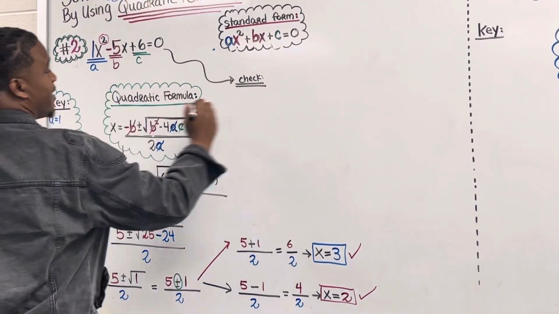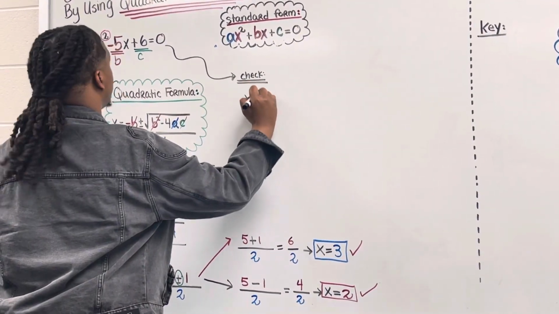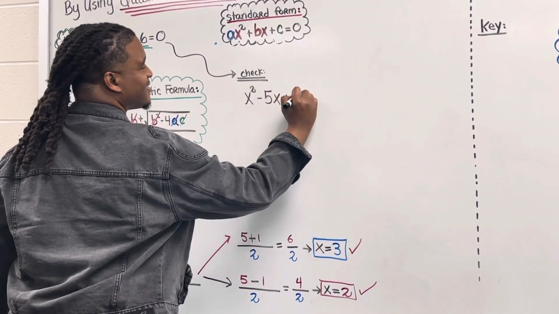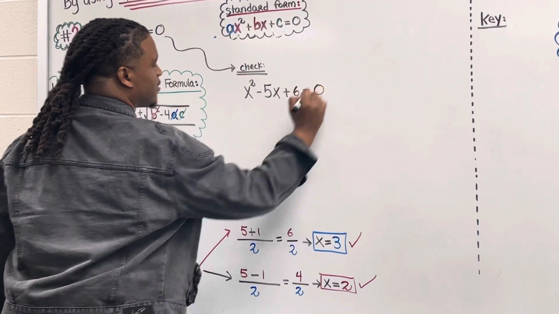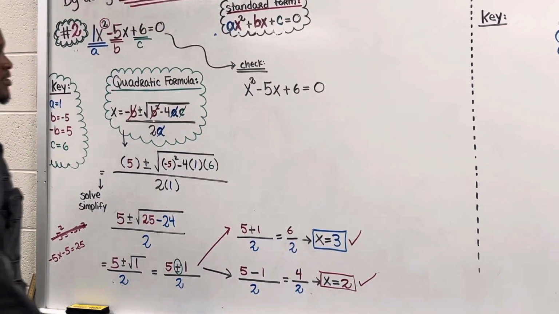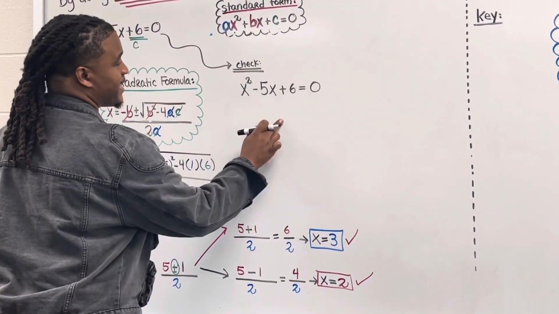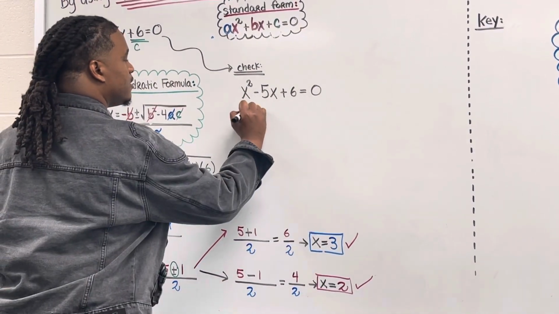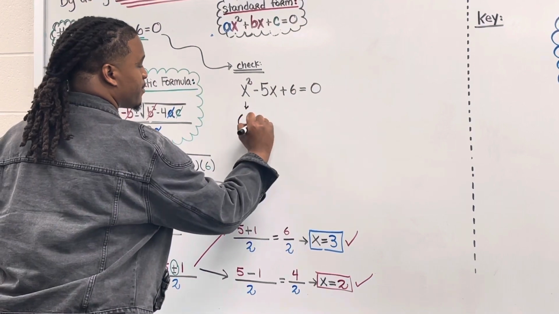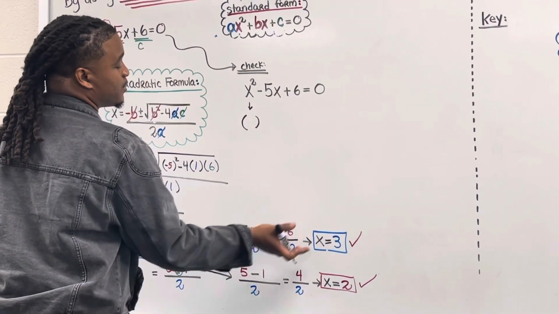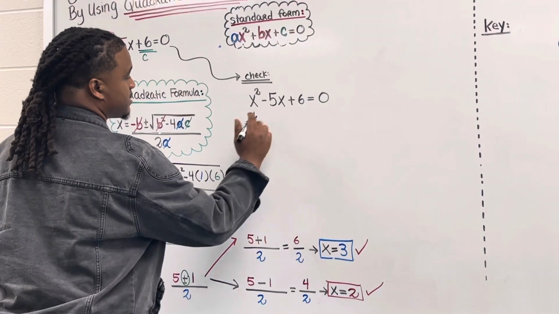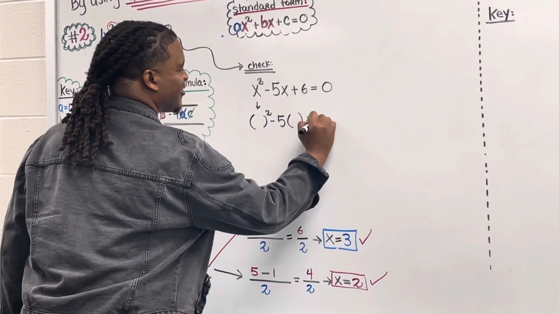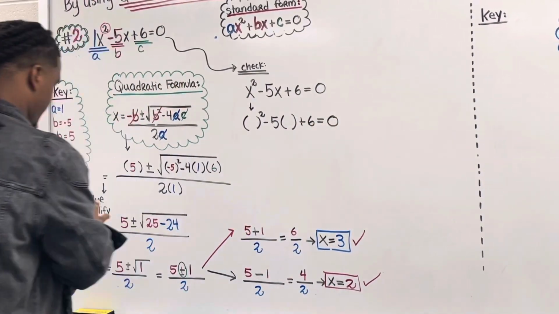So once again, I have x squared minus 5x plus 6 equal 0. All we're going to do is plug in one of these values as x to see if it equals 0. So let's do 3. Wherever there's an x, I'm going to put a parentheses because I'm going to plug the value of that x, which is 3, inside the parentheses. Let's see if it actually equals 0.